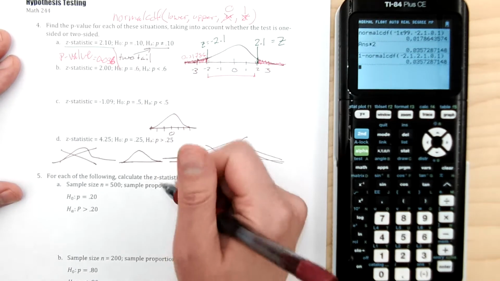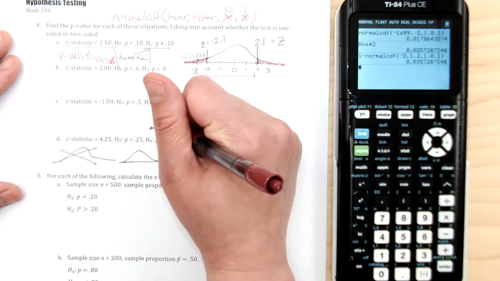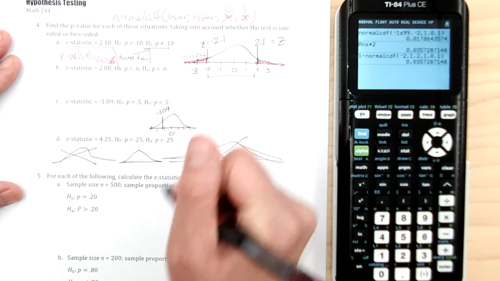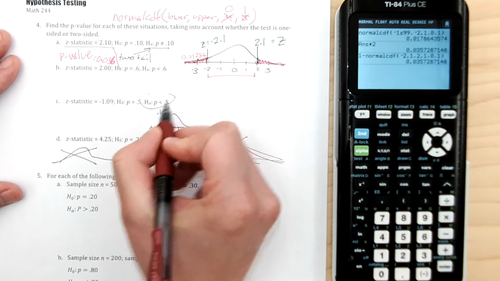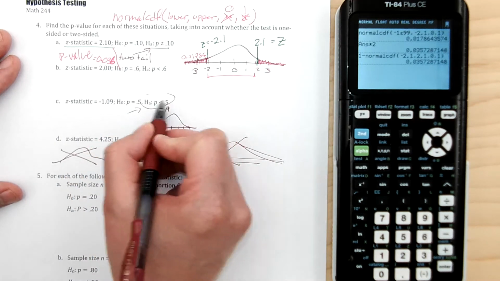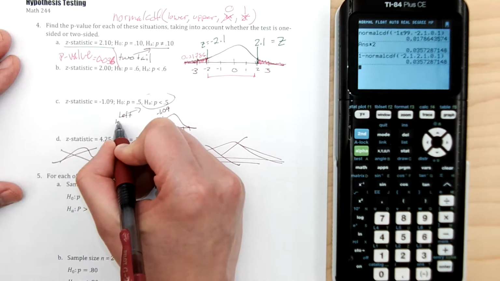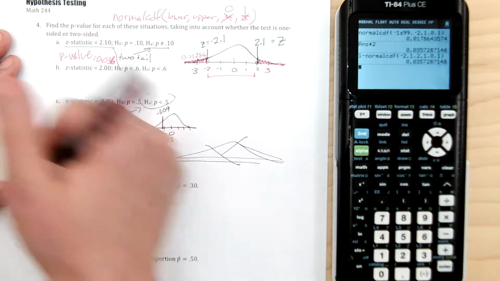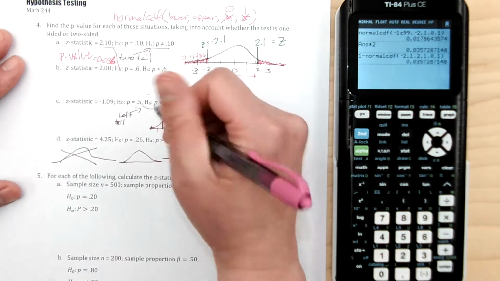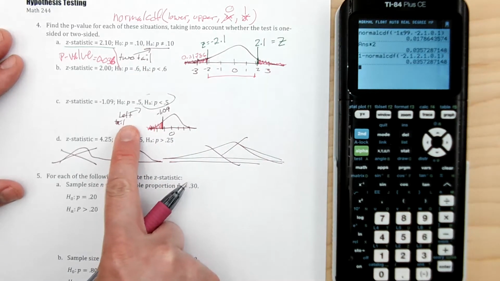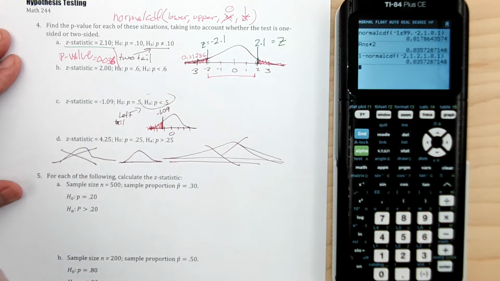Here I'm going for negative 1.09. And we're going to look here, and this is a less than, so this is a left tail. And so we would fill it in this way. And so you could see I do exactly what I did before and say negative infinity to negative 1.09.